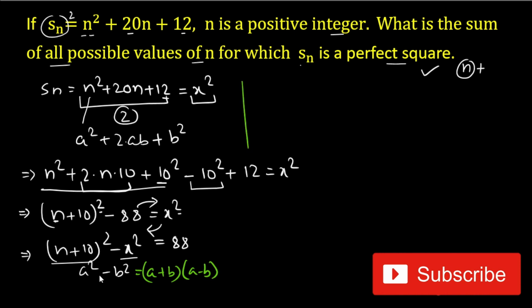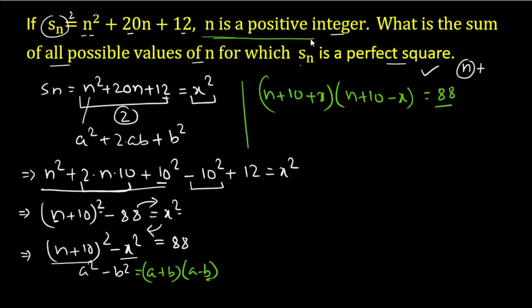So now we write it here. In place of a it is n plus 10, and plus b means plus x, multiplied by n plus 10 minus x, and that is equal to 88. And here in the question they have mentioned n is a positive integer, therefore x should also be a positive integer only. Now, x being a positive integer, the whole term value should be an integer, and this term will also be an integer.